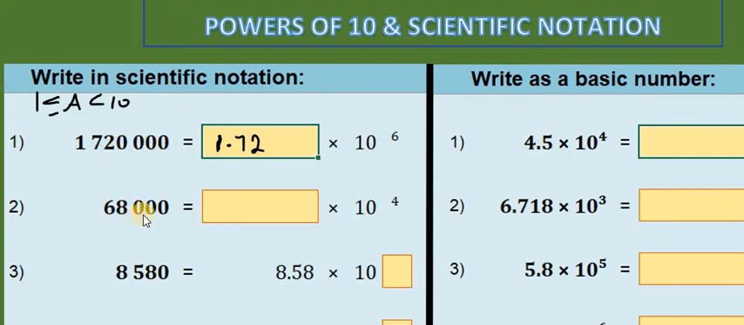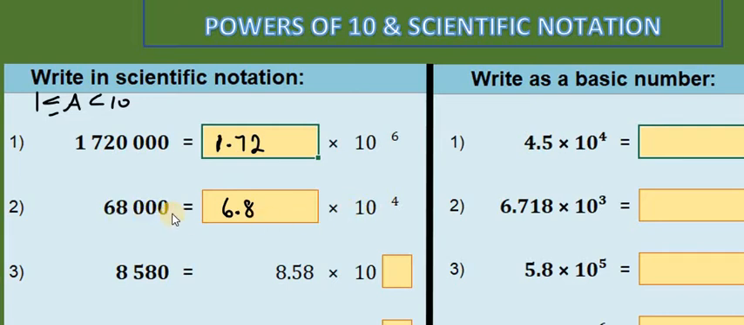What about the 68,000? Well, times 10 to what? 10 to the 4th power. So the point will have to be where in order for us to get 10 to the 4th power? Well, let's see. Reversing the process, we'll have 1, 2, 3, 4. So that will be 6.8 as a number between 1 and 10. 6.8 is definitely between 1 and 10. That's the A portion, multiplied by a power of 10.